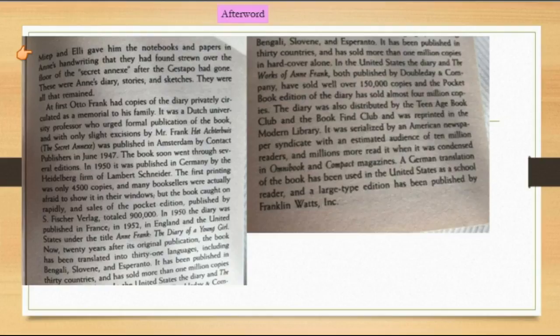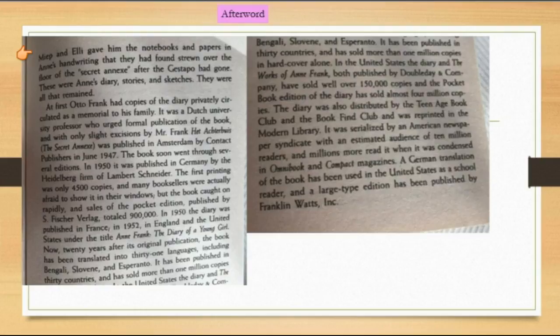Miep and Ellie gave him the notebooks and papers in Anne's handwriting that they had found strewn over the floor of the secret annex after the Gestapo had gone. These were Anne's diary, stories, and sketches. They were all that remained. Okay, so Otto received Anne's papers, her diary, her sketches from Miep and Ellie. This is a checkpoint question.